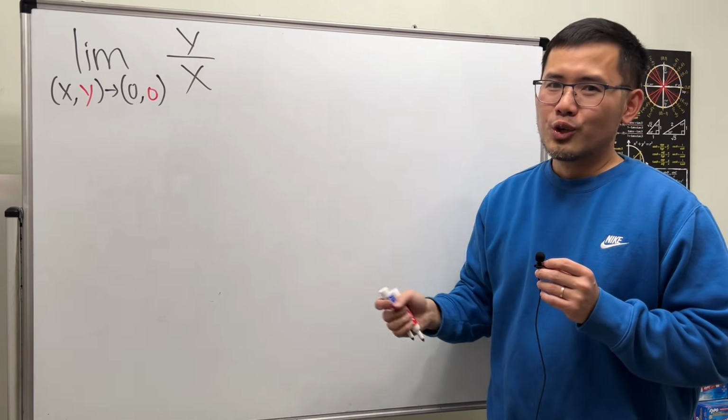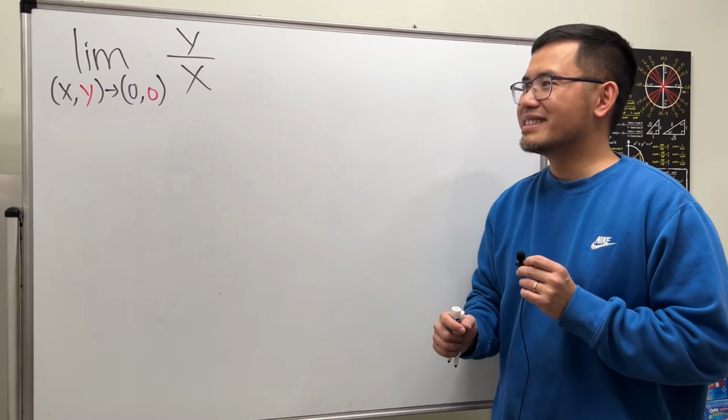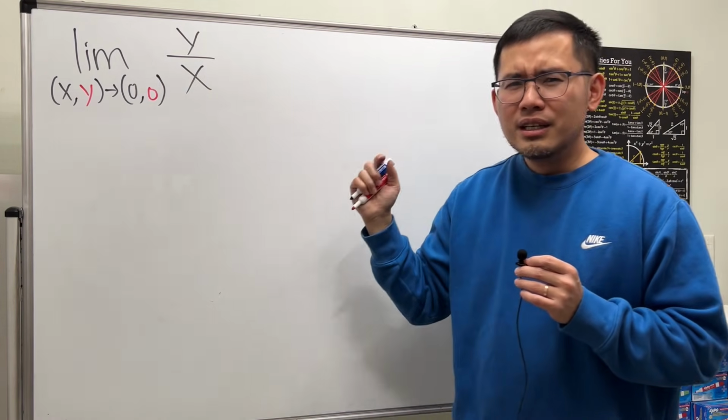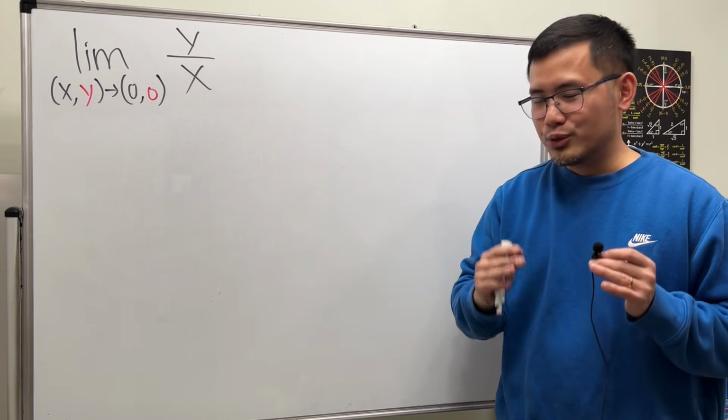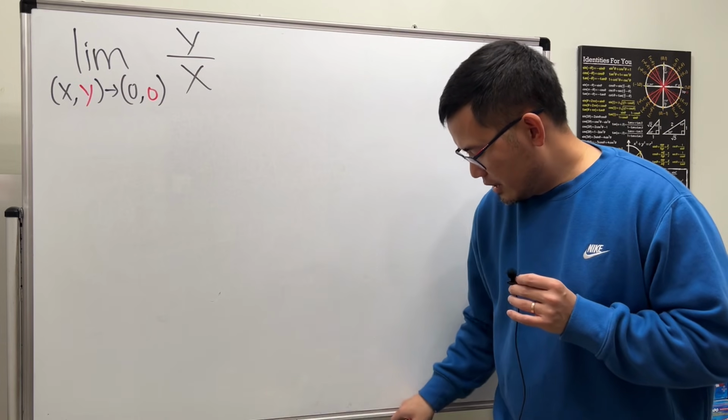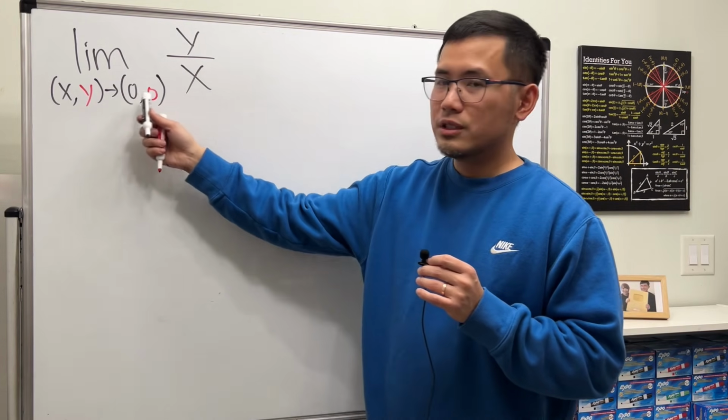Calculus 3, also known as multivariable calculus. We are dealing with multivariables in a limit. They are more confusing than the usual ones. But let's do the usual business first. Here, x, y are approaching 0, 0.